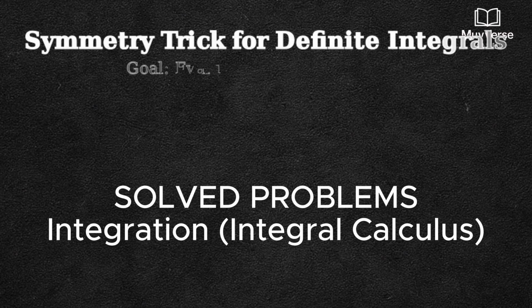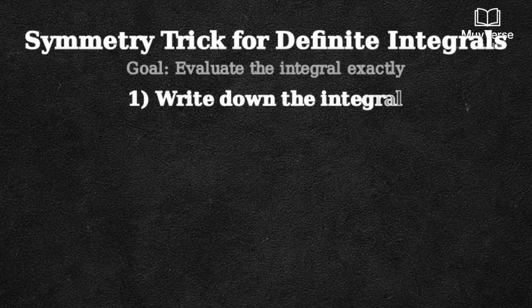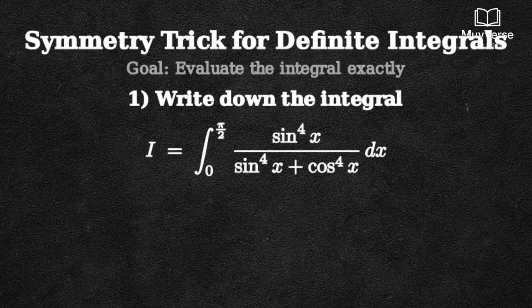In this lesson, we evaluate a definite integral with a fast symmetry trick. We will synchronize each algebra step to the narration for a crystal clear flow. Step 1. Write down the integral I. I equals the integral from 0 to pi over 2 of sine to the fourth of x over sine to the fourth of x plus cosine to the fourth of x dx. We will keep this expression in view as the target.